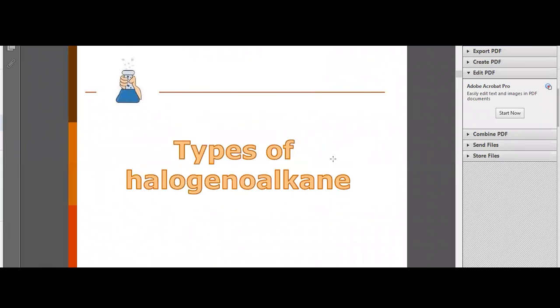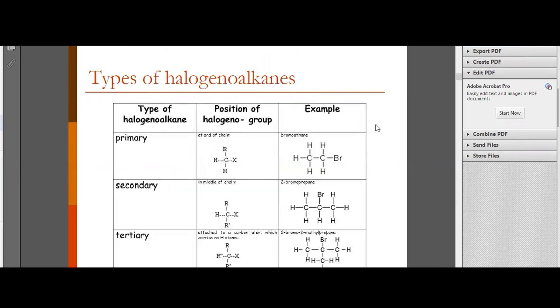Okay, so far we have learned how to produce a halogenoalkane and the properties of halogenoalkanes. This is the third point that we will discuss here. It is about types of halogenoalkane. There are three types of halogenoalkanes: primary, secondary, and tertiary. Look carefully.